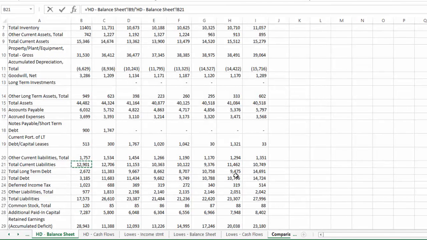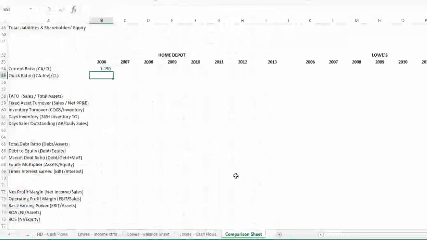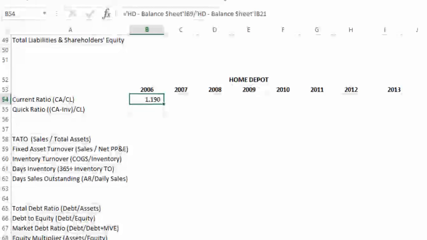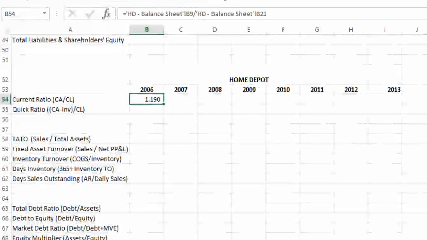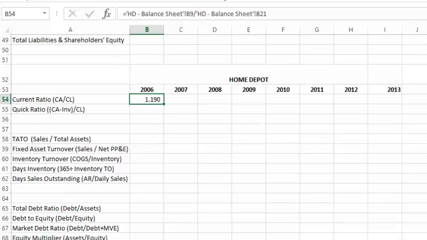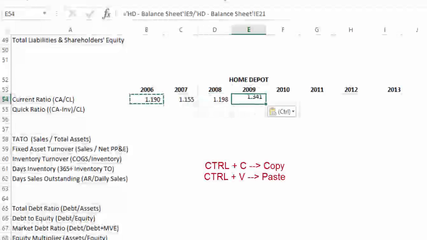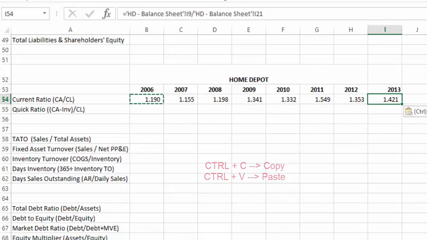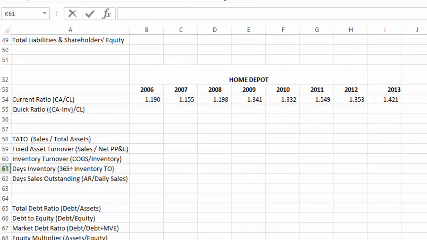So we've got a formula that has the current assets over current liabilities. I'm going to hit enter, and I get a result of 1.19. And the nice thing about using spreadsheets to do these calculations and putting in formulas is that I can now copy the information across, and it's using the same formula, and I've got a little bit of a picture now as to how Home Depot's liquidity has been evolving over time.